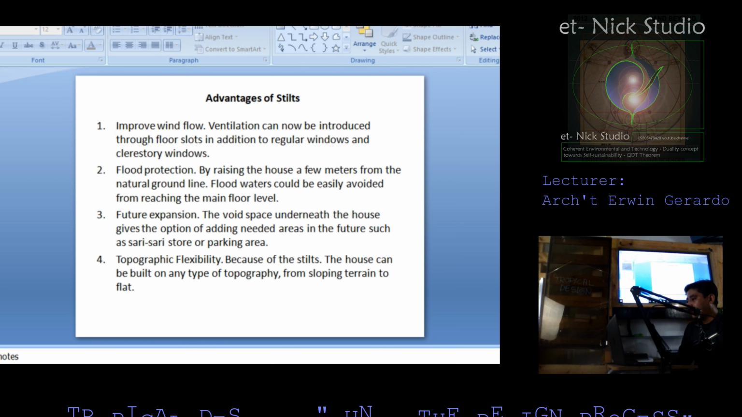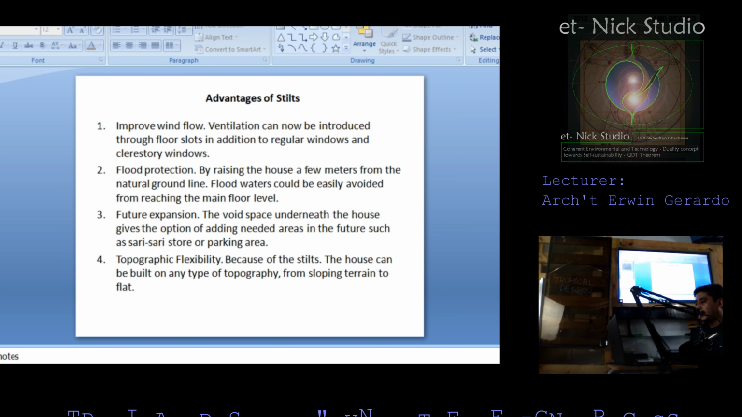Advantages of stilts. Number one, improved wind flow. Ventilation can now be introduced through floor slats in addition to regular windows and clerestory windows. So this is the manner in which the bahay kubo is designed. There are bamboo slits introduced to its floor. In that way, it will allow ventilation to pass through the floor openings.